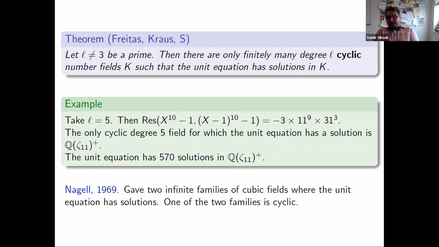And we use the unit equation solver in Magma, which uses an algorithm of De Weger and Smart, to solve the unit equation for these 5 number fields. And the only one that had solutions is actually Q(zeta_11). So we know for cyclic fields of degree 5, the only one that has solutions to the unit equation is Q(zeta_11) plus. And you find for this field, there are 570 solutions.